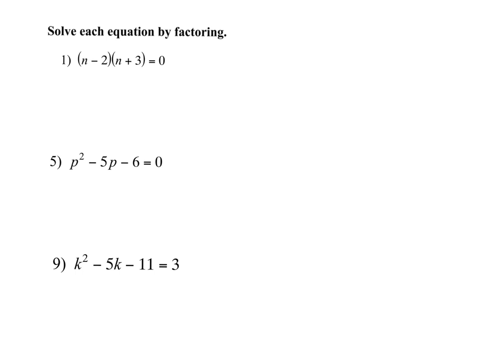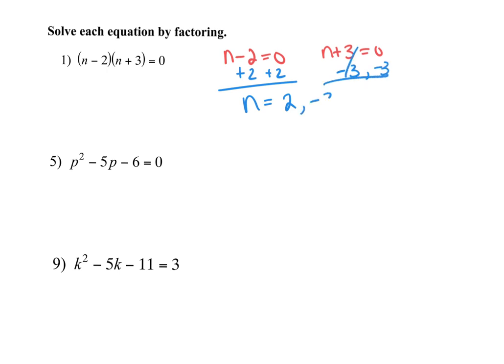All right, so you'll notice number 1 is already factored for you. So you literally just have to set each group equal to 0 and then solve. So you have n minus 2, set that equal to 0. And we have n plus 3, set that equal to 0. Solve for your n, and you will get your 2 answers. Positive 2, negative 3.